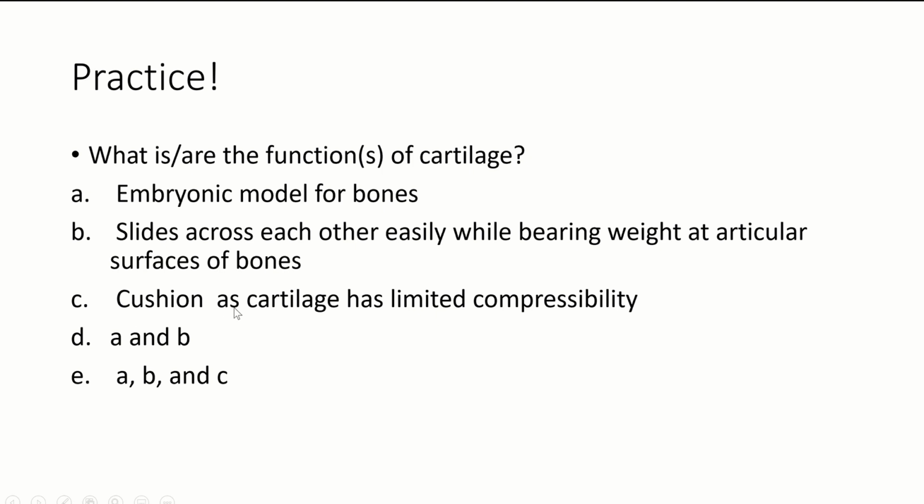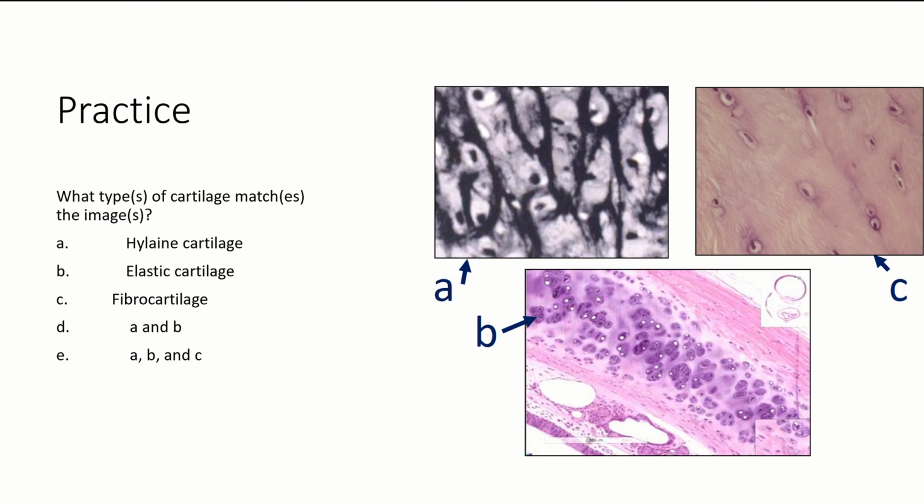It's very slippery, it's very smooth, so it allows bones to slide across each other easily in joints. And then cushion, as cartilage has limited compressibility. Yes, remember we said that cartilage is important at the ends of bones in those joints for shock absorption, because it does have that limited compressibility. So it would be all of the above.